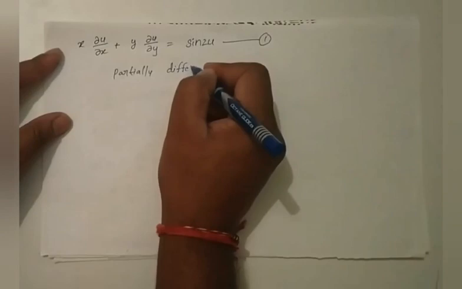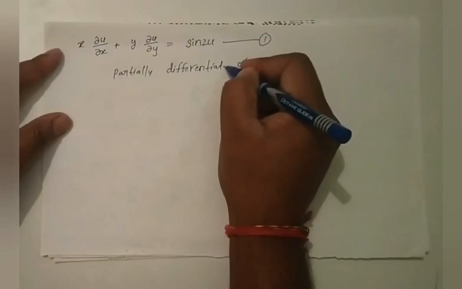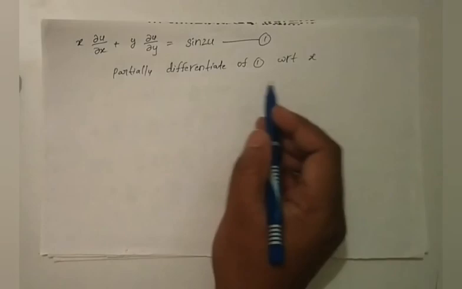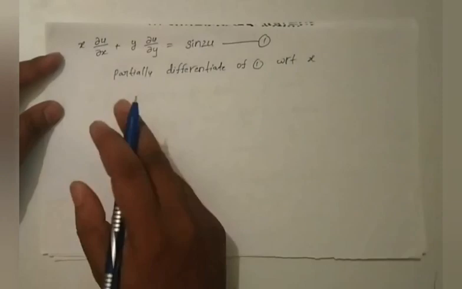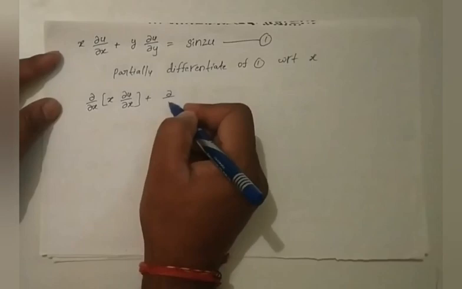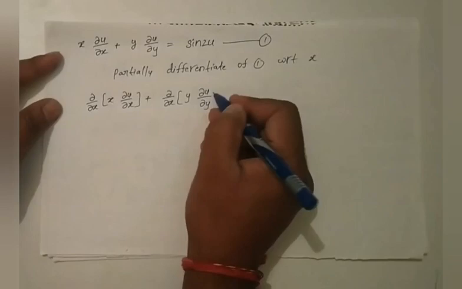Now partially differentiate equation 1 with respect to x. Let us apply ∂/∂x on both sides of equation 1. So here we get ∂/∂x of x ∂u/∂x plus ∂/∂x of y ∂u/∂y is equal to ∂/∂x of sin 2u.